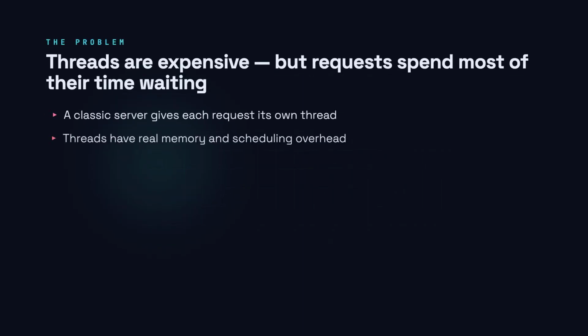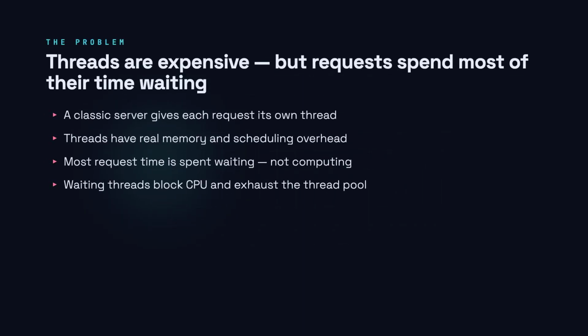Imagine a traditional web server. Every incoming request gets its own thread. That sounds fine at low traffic, but threads are not free. Each one consumes memory and competes for CPU scheduling time. Worse, most of what a web handler actually does is wait for a database query, wait for an external API, wait for a file read. A waiting thread is a blocked thread, and a blocked thread is wasted capacity. Under heavy load, you run out of threads before you run out of CPU.